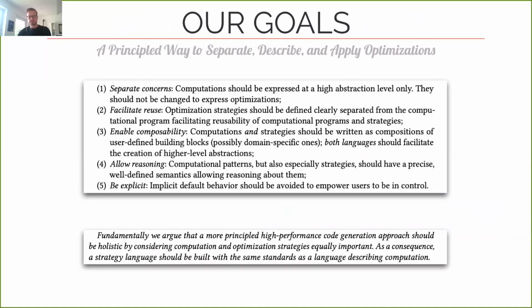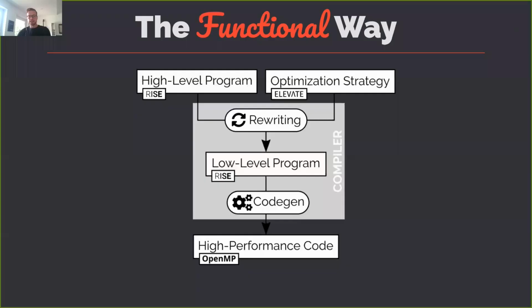We aim to facilitate reuse by defining optimization strategies clearly separated from the computations. We aim to enable composability by allowing to define both computations and optimizations as compositions of user-defined building blocks. We aim to allow reasoning by giving those building blocks well-defined semantics. And finally, we aim to be explicit and avoid all implicit default behavior of the compiler. And essentially, we argue that a strategy language should be built with the same standards as a language describing the computations. Now, let me show you the functional way of achieving high performance.